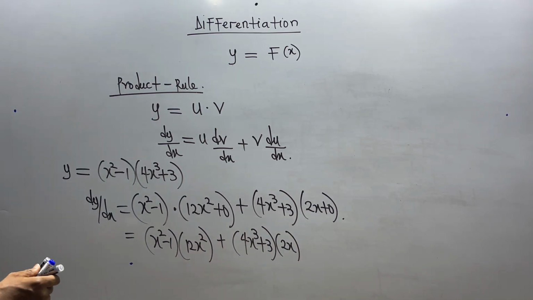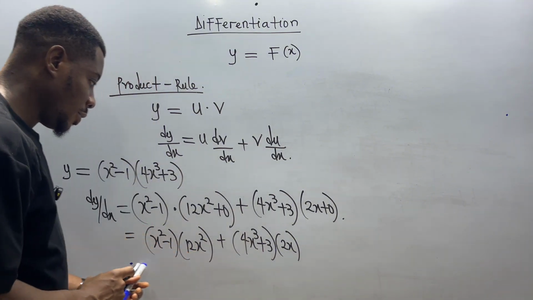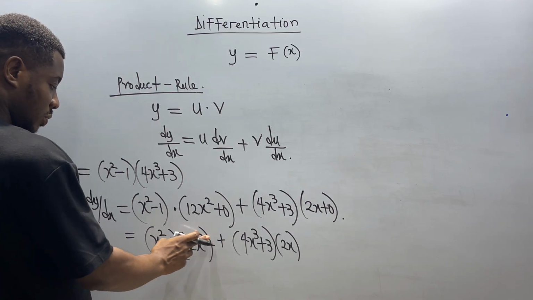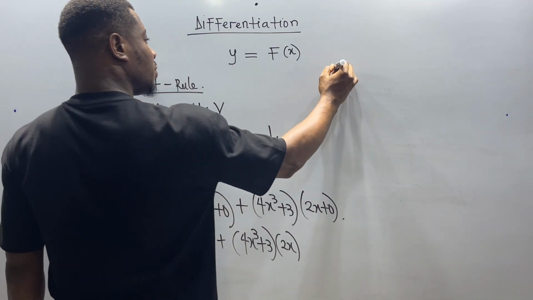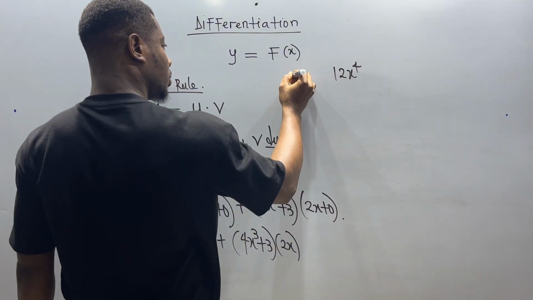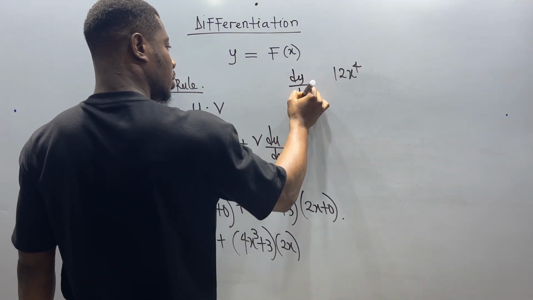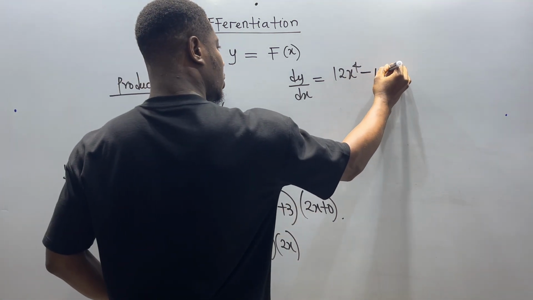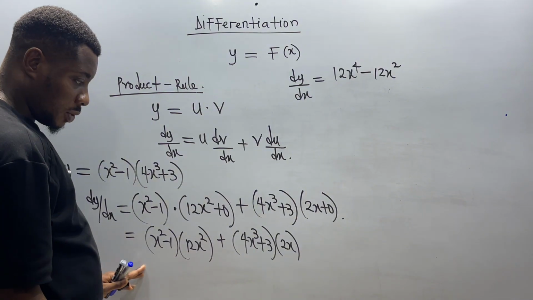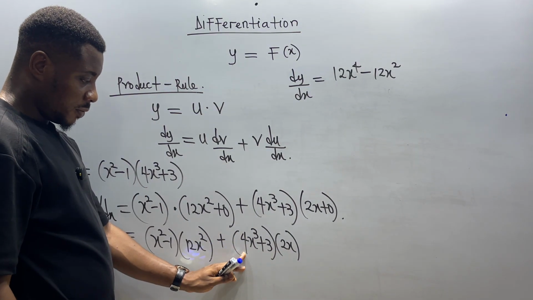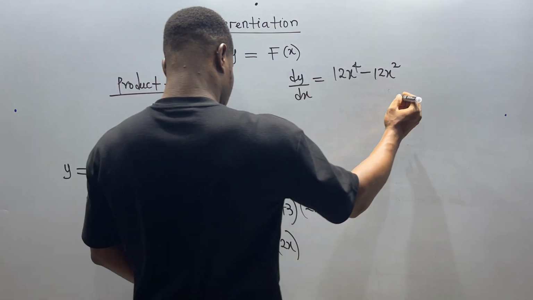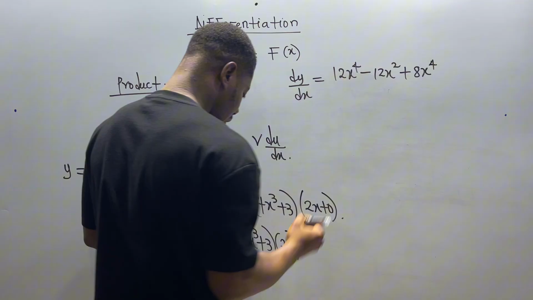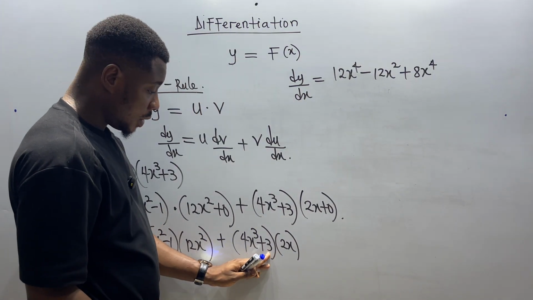We have this. What should be the next step? Simplify the expression that you have. If I want to simplify it, this is what I have. 12x squared times x squared will give us 12x to the power of 4. 12x squared times negative 1 gives us negative 12x squared. We're done with this guy. So we'll go over here. 2x times 4x cubed is going to give us plus 8x to the power of 4. Then 2x times 3 is going to give us 6x.